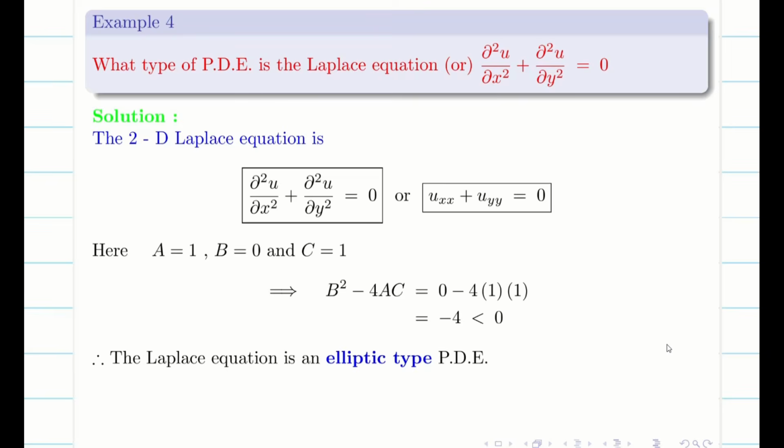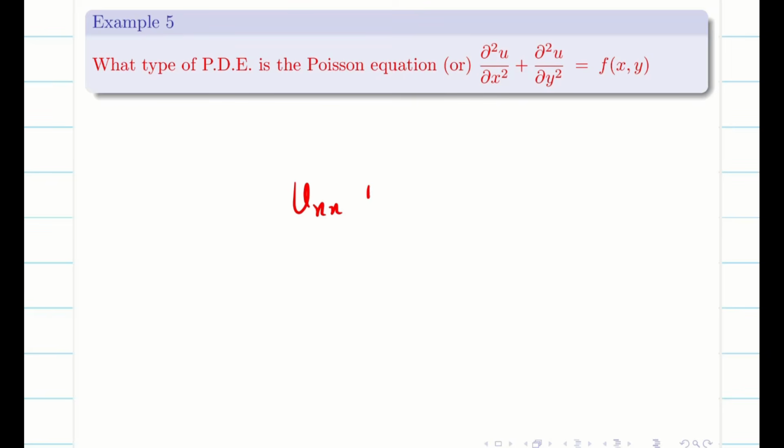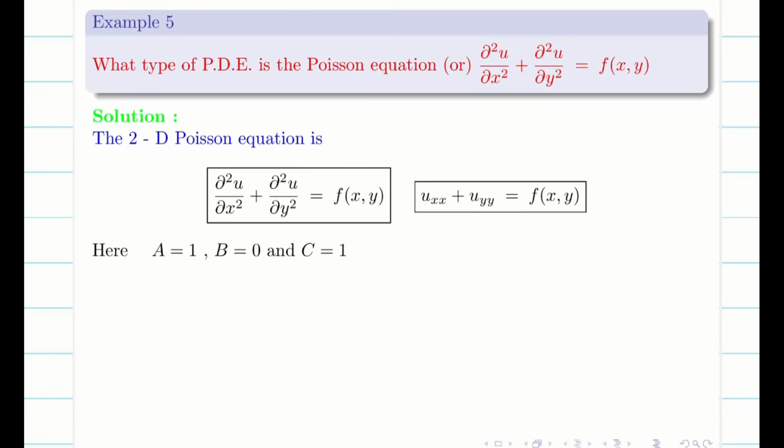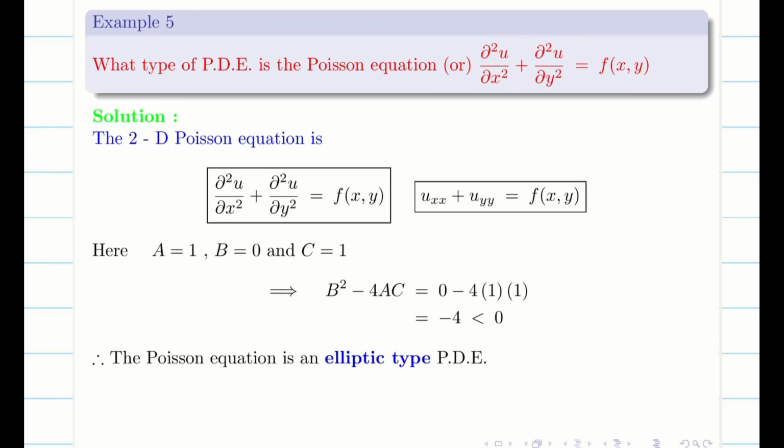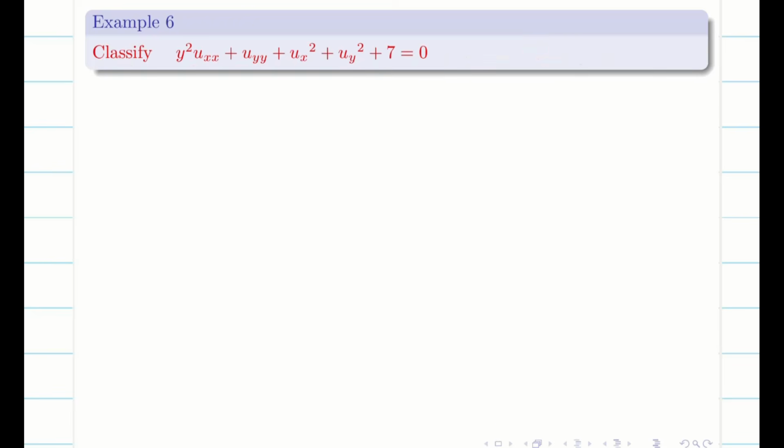Let us see the next problem. Poisson equation: u double x plus u double y is equal to f of x comma y. And don't panic, you can remember these equations very easily. Most probably they will give the partial differential equation and tell you to classify. If they give the theoretical things, you have to remember. Now, the same situation: a equal to 1, b equal to 0 and c equal to 1, and Poisson equation is also elliptic type.